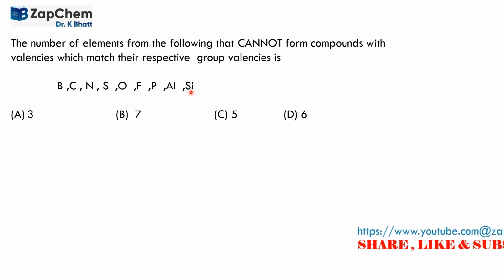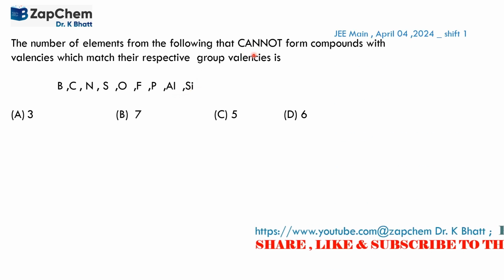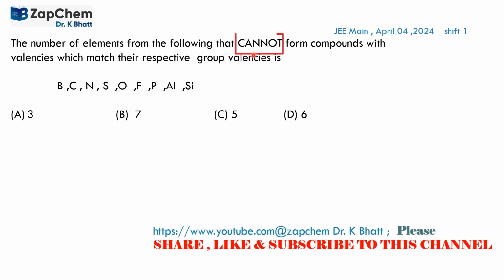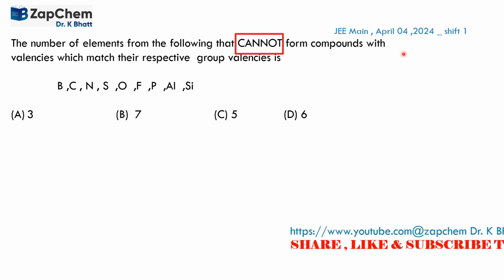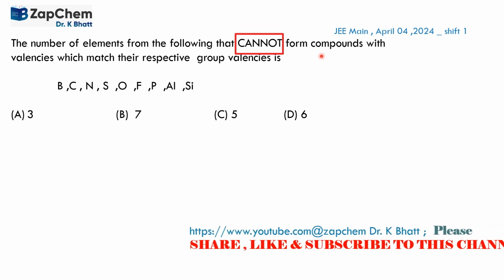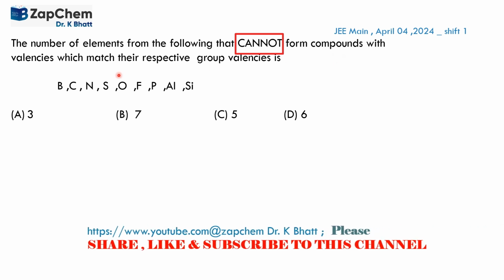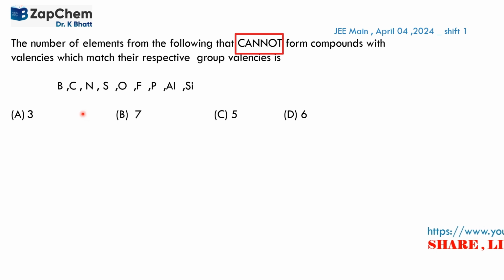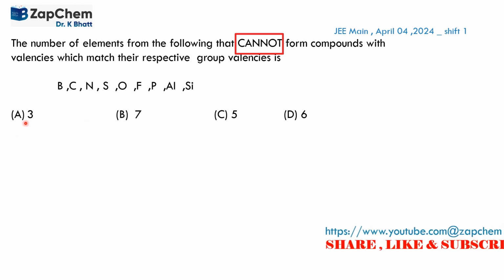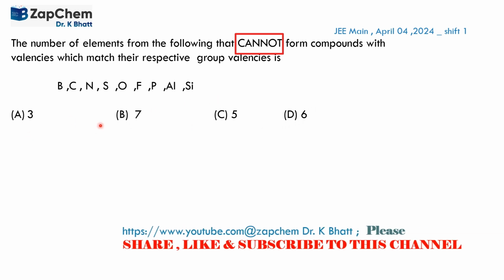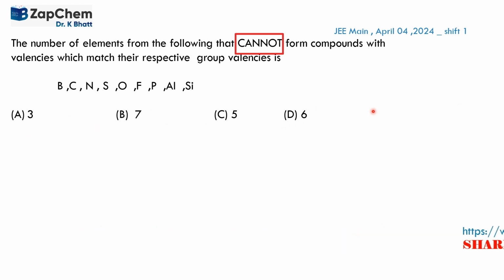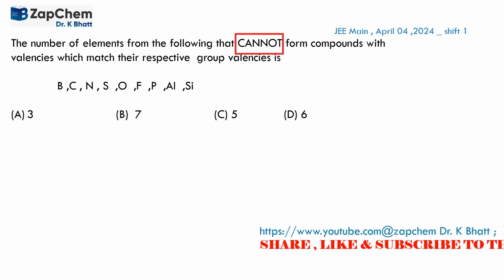And you have to mark the word "cannot". Cannot has to be given care: those elements which do not respond to their group number so far as valencies are concerned, we have to choose. And the total number of such elements is represented here as options A, B, C, D. And the correct number has to be marked, the total number of the elements.